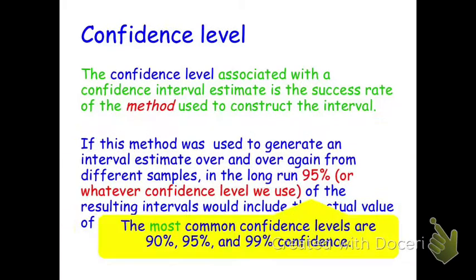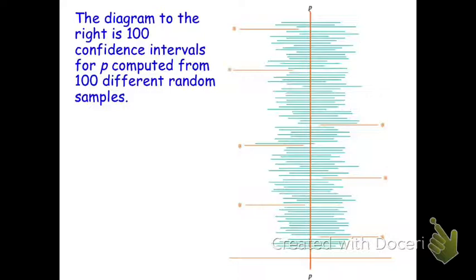Okay, the next thing that I have is a nice little visual. So the most common are 90, 95, and 99. Here's a little visual to kind of show you what it looks like. So these are the 100 people that went to the ends of the earth, and they asked people. So each one of these little horizontal lines represents all the 100 people that went out and took different samples.